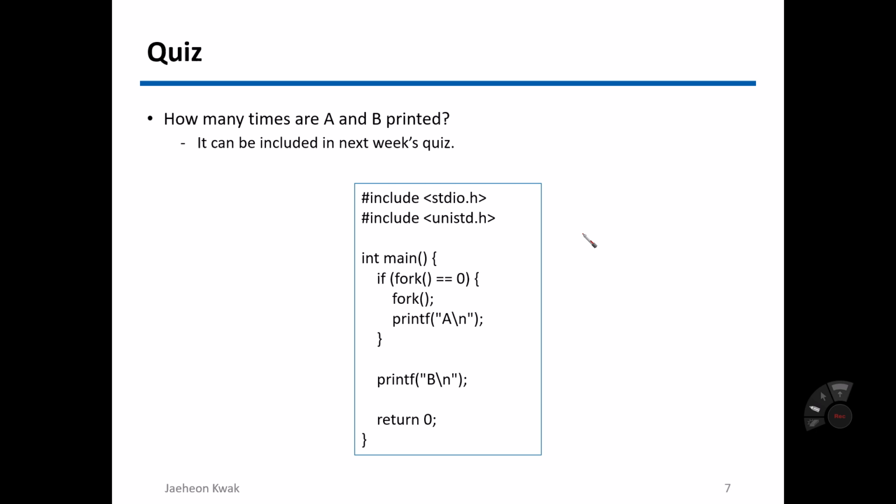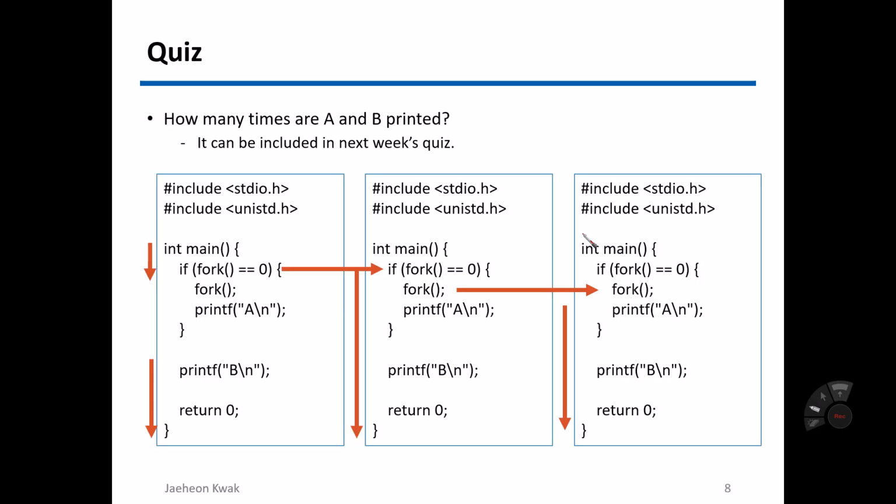So how many times are A and B printed? Any volunteers to answer the times? Oh, yeah, thanks. Yeah, correct. A will be printed 2 times and B will be printed 3 times. So let's see these figures.